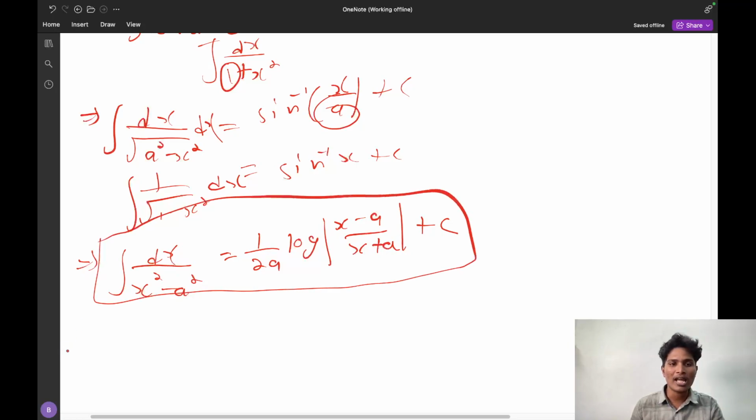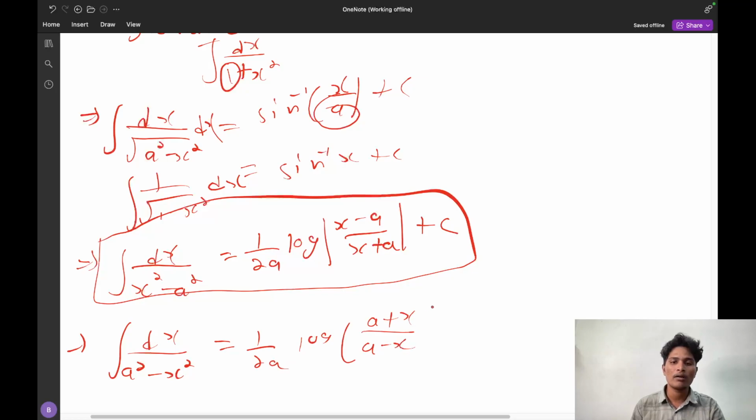Of this type only, another formula will come, that is integral dx divided by a square minus x square. That is 1 by 2a log of a plus x divided by a minus x. Simple. We have to remember how to apply these two.